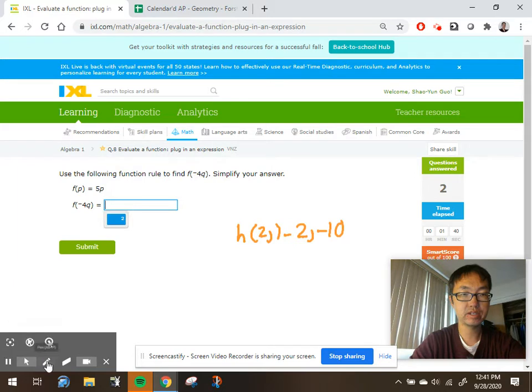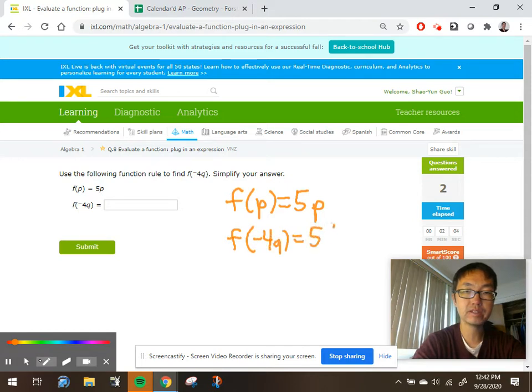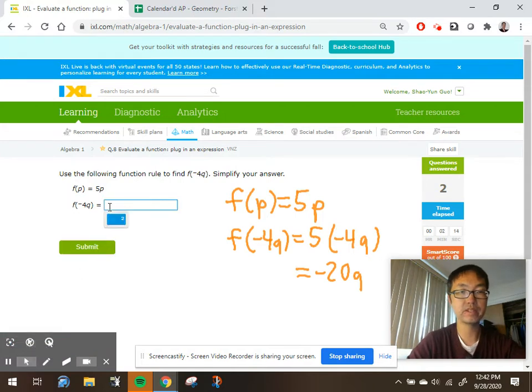Right, let me erase that. All right, f of negative 4q. Whoops. Let me erase that for a second. All right, we're starting with f of p equals 5p. f of negative 4q, then you plug in for p. So 5 times negative 4q. 5 times negative 4 is negative 20. So negative 20q. Hopefully that makes sense.